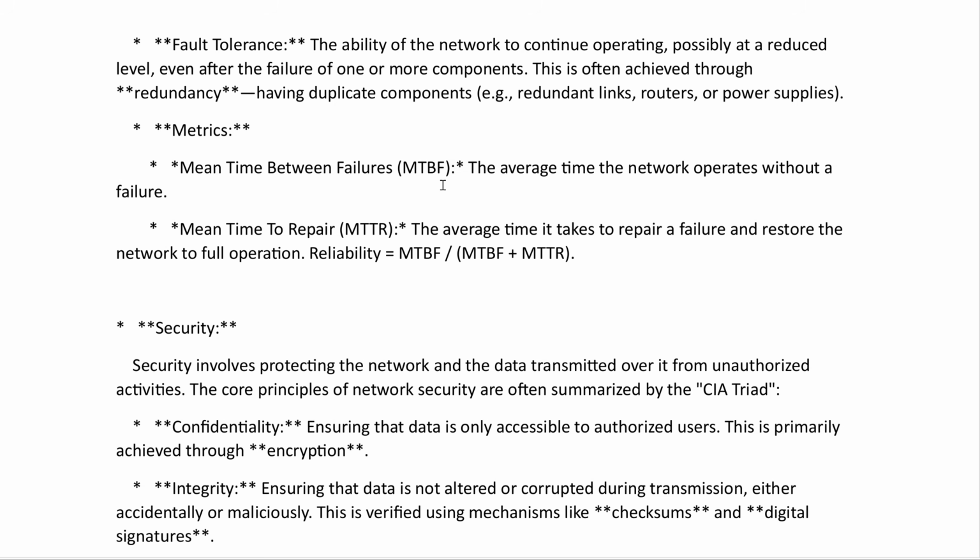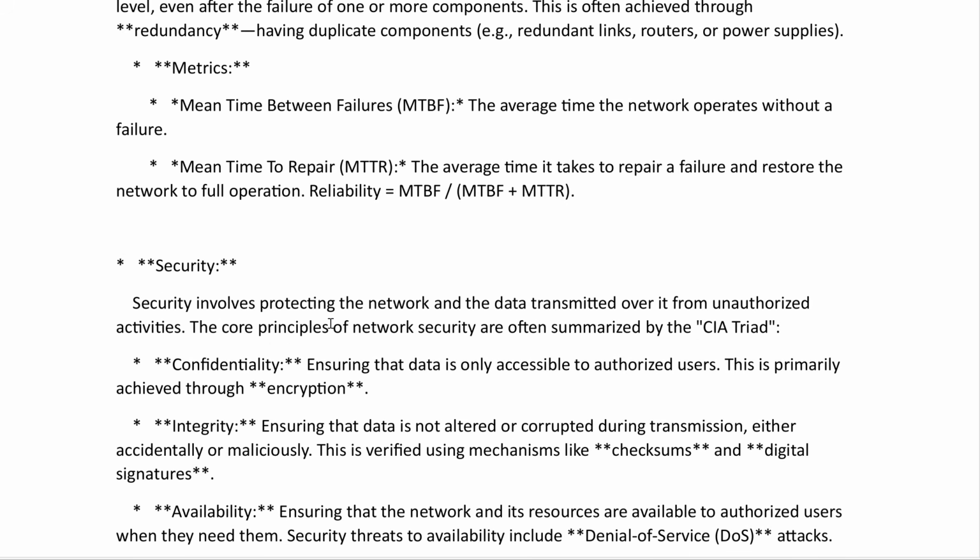Metrics are mean time between failure, that is MTBF, and mean time to repair, that is MTTR. Mean time between failure is the average time the network operates without a failure, and mean time to repair is the average time it takes to repair a failure and restore the network to full operation. Reliability can be measured by the ratio of MTBF, that is mean time between failure, divided by the sum of both, that is the sum of mean time between failure and mean time to repair.